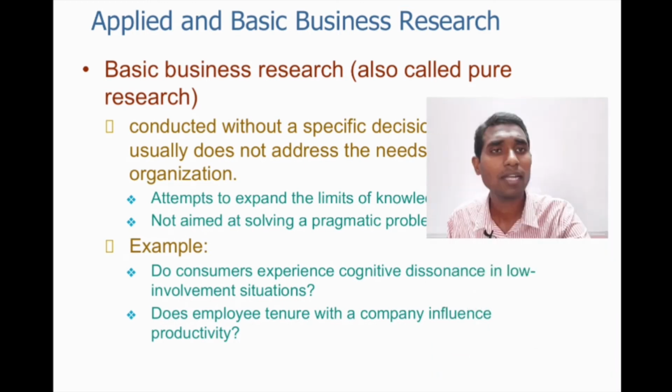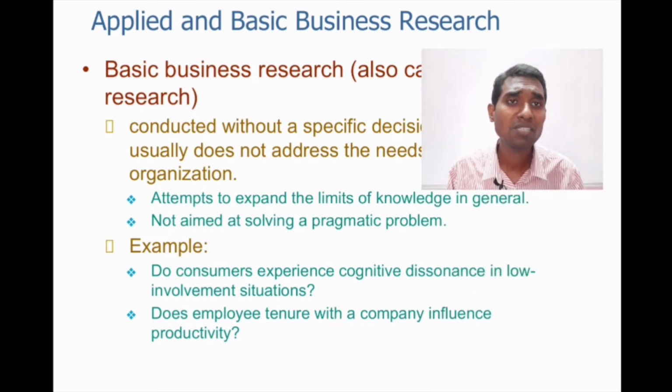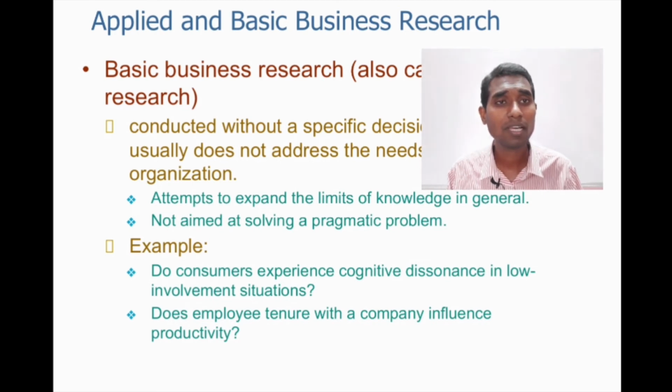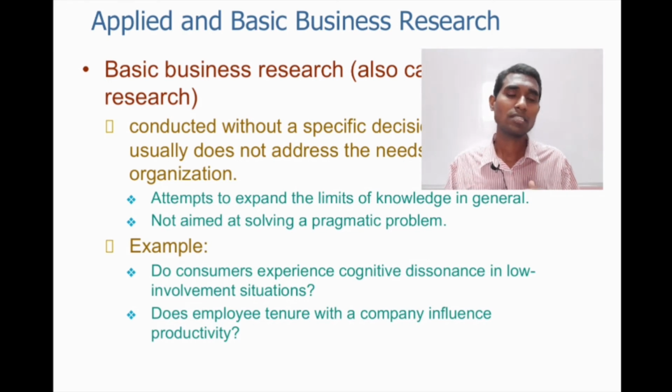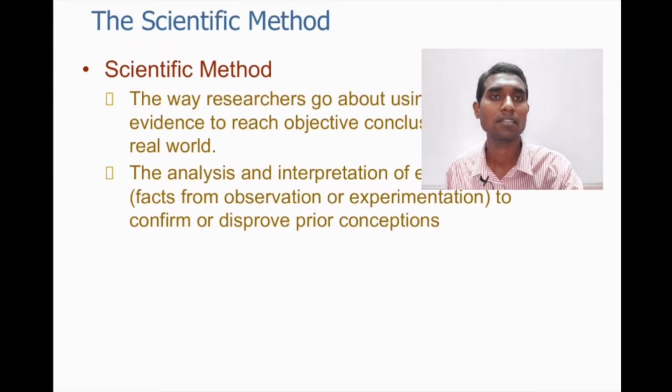Now you can look at this example. Do consumers experience cognitive dissonance in low involvement situations? Here the problem is a general problem. It is not specific to one problem or one firm, but it is general. So the type of research used here is called basic research. Next, does an employee's tenure with a company influence productivity? Again, we are speaking in general, to all companies. So when we speak in general, it is called basic research.